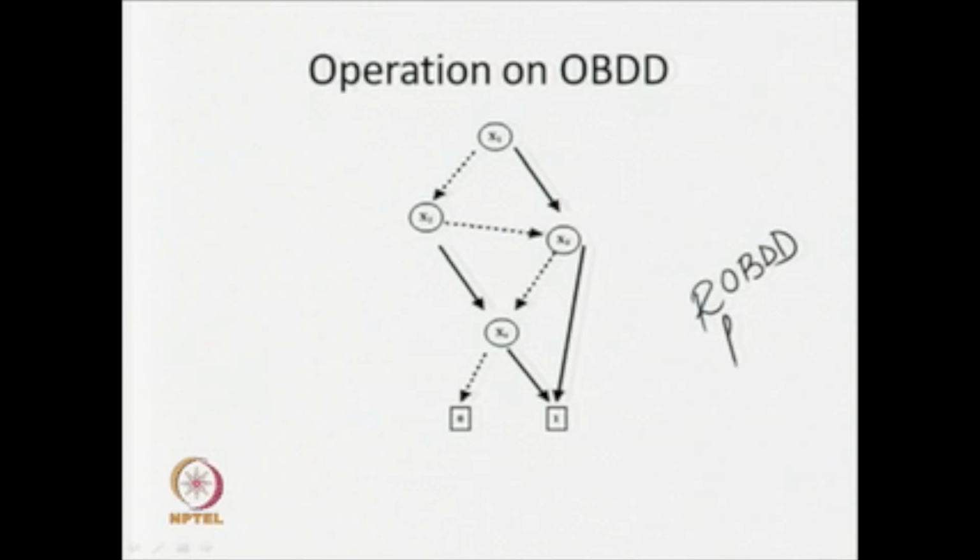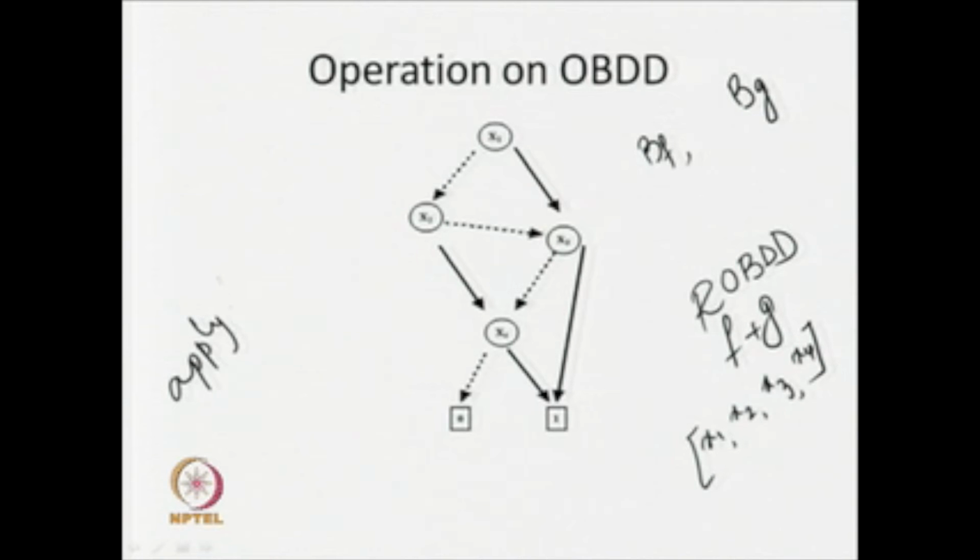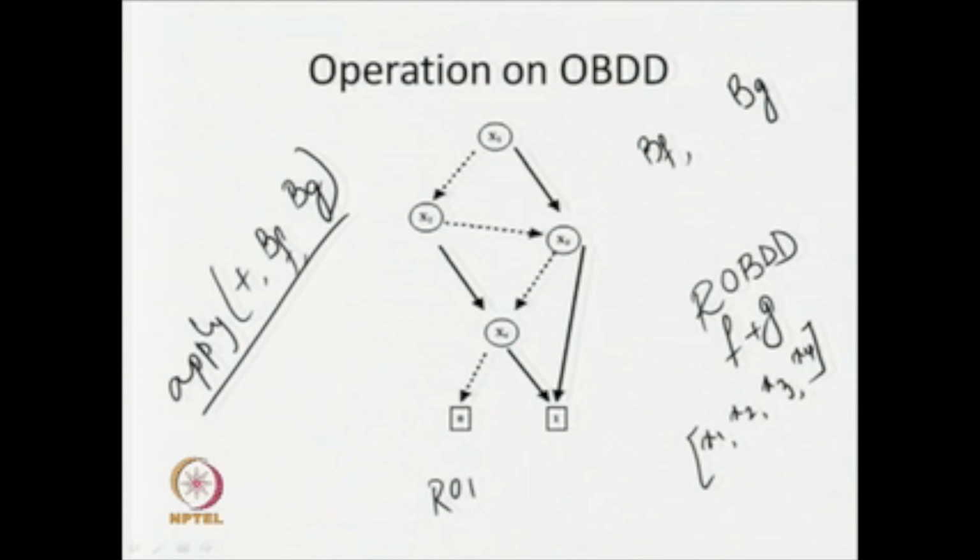So eventually we are getting the ROBDD for f plus g, and the ordering of the variables is the same as the ordering of bf and bg. This is basically x 1, x 2, x 3, x 4, where bf is the ROBDD of f and bg is the ROBDD of g. So what happened? We have used this apply algorithm, plus, on bf and bg, and we are getting the BDD for f plus g.